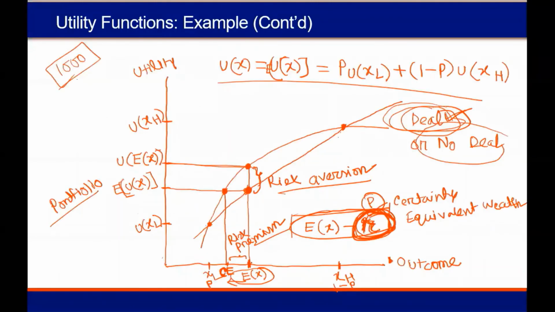Otherwise, he would stay here. He would not come from here to here. He would stay here if he sees that his utility from getting this amount and his utility from getting the expected wealth is here. In that case, he will only come here if you give him the risk premium. That's why equity provides us more risk premium, bonds give us less risk premium, and the risk-free investment does not give any risk premium. Okay? Yes, sir.